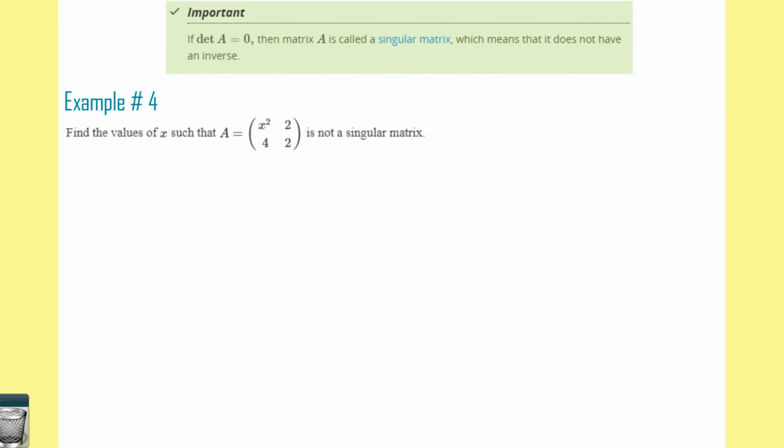All right, number 4. So find the values of x such that A is not a singular matrix. A singular matrix just means that it doesn't have an inverse. You can't do the inverse. Not going to happen. That happens when the determinant is 0. Because if you remember, the inverse of A is just 1 over the determinant of A times, well, sort of a new matrix A.